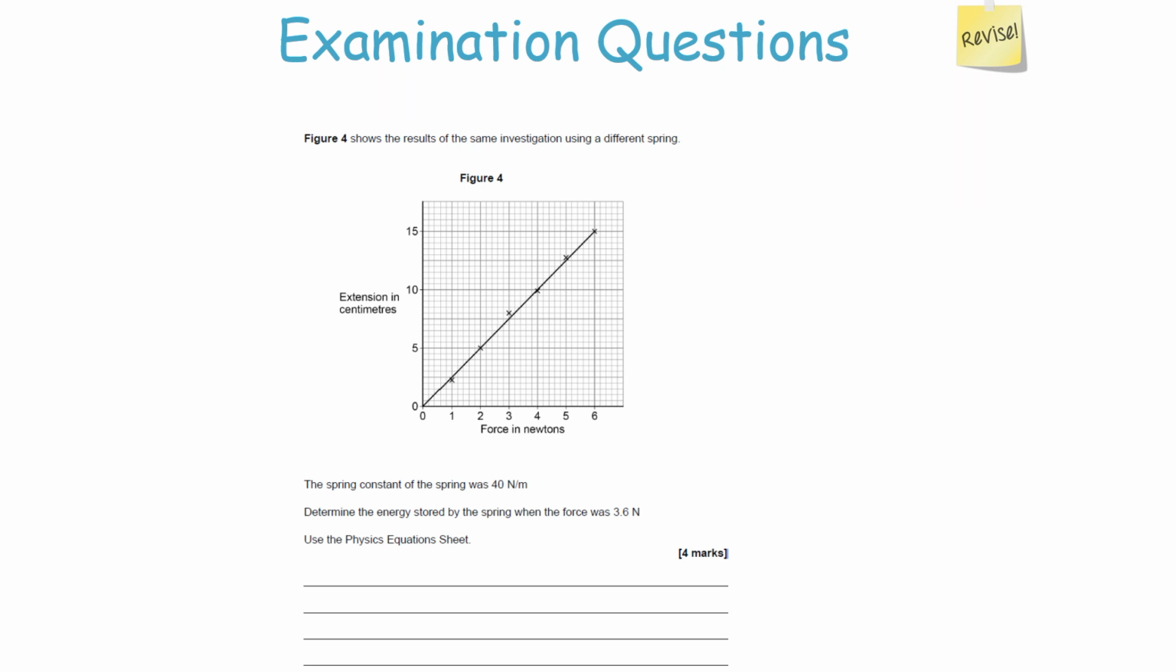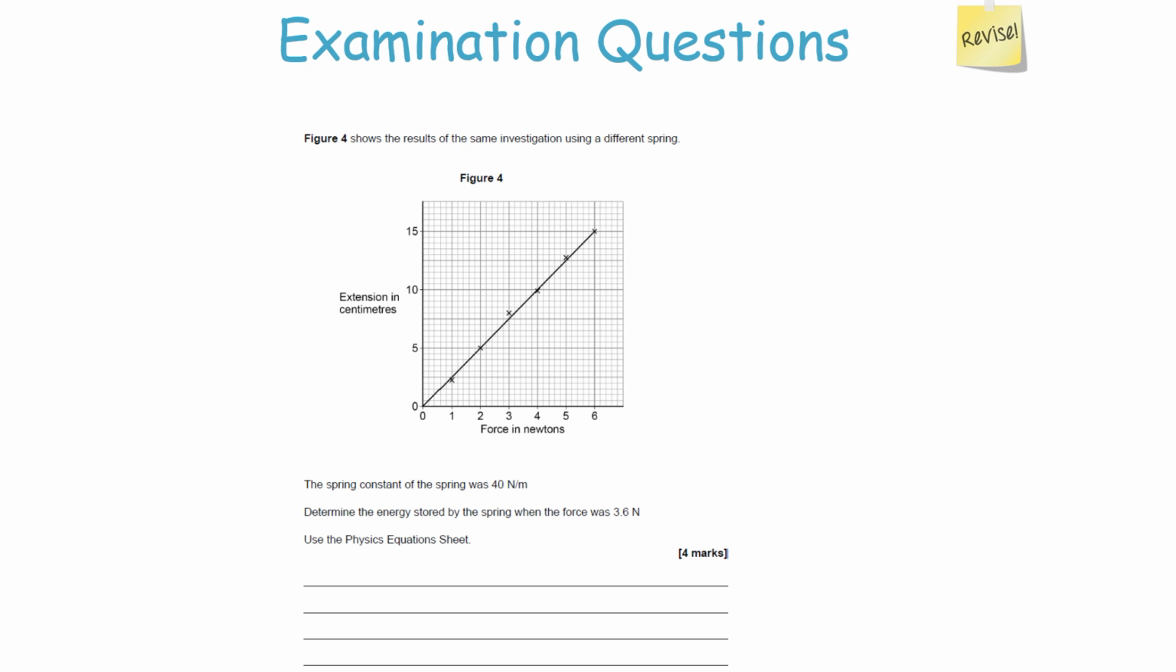Right, it's very important that you understand that to work out the elastic potential energy, which is the energy stored by an elastic spring, and you know that the spring is elastic because the force extension graph is a straight line through the origin, it's directly proportional, is equal to a half times the spring constant times the extension squared.